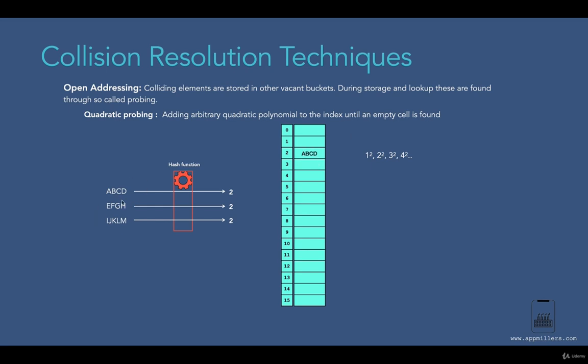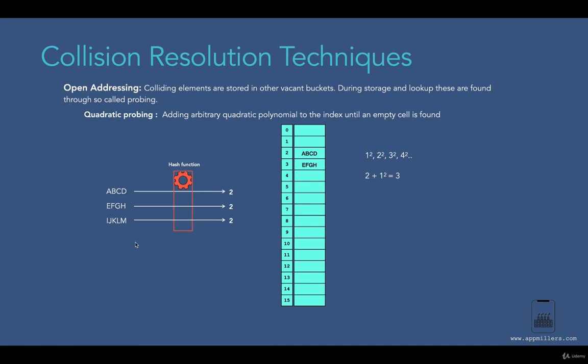After inserting this, we continue to the next string. The output is 2, so we check index 2 and see that it is occupied. So we use the quadratic polynomial to find an empty cell. The index of the second string is 2. We sum it with the first quadratic polynomial, which is 1 squared, and get 3. We check whether 3 is occupied. It is not, so we insert at index 3.